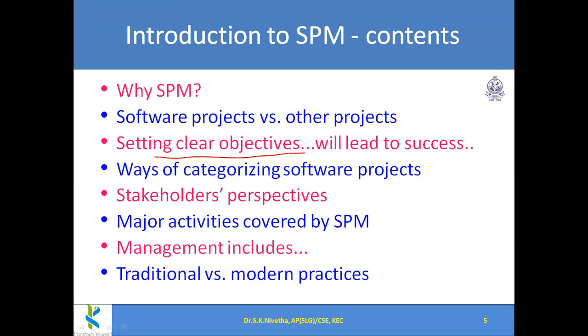An objective cannot be a single sentence, it may be multiple sentences. It differs based on the stakeholders' perspective. So collectively, we have to take all the perspectives and set the clear objectives. Once the clear objectives are in hand, then surely we can have some hope the project will lead to success. Next, we have seen the ways of categorizing software projects.